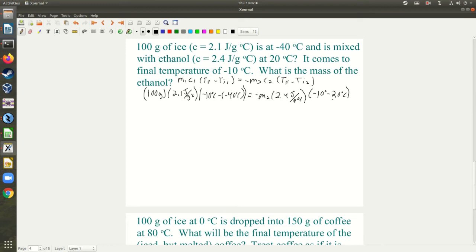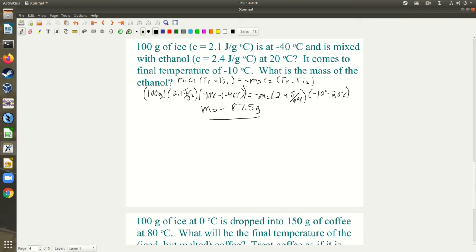So that's 100 times 2.1 times, looks like 30. Then divide that by 2.4, and then divide that by, well, more or less 30. And you get 87.5. So the M2 is equal to 87.5 grams.